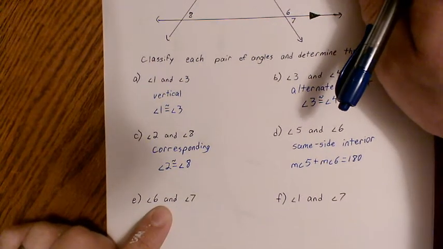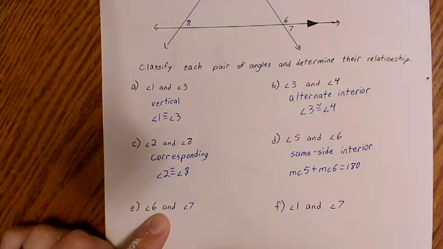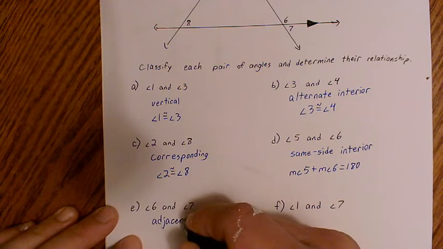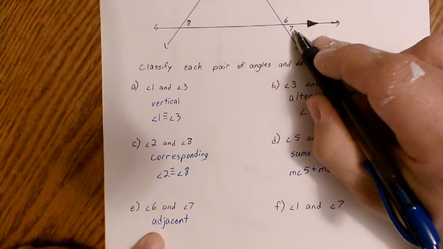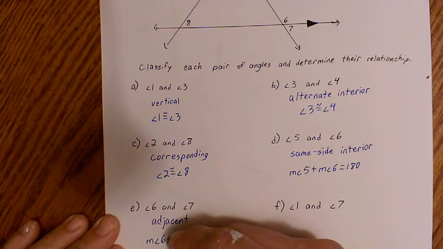There are two last pairs I'm going to talk about. 6 and 7, I'm just going to slide up a little bit here. 6 and 7 don't have one of those special relationships like we've been describing. They're simply adjacent. Now, there is the special relationship that these are a linear pair specifically, so they would be supplementary as well.